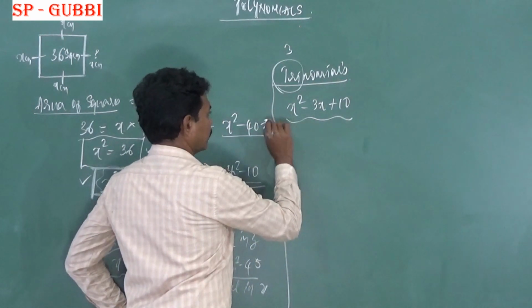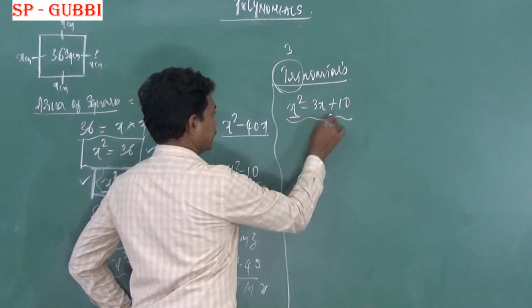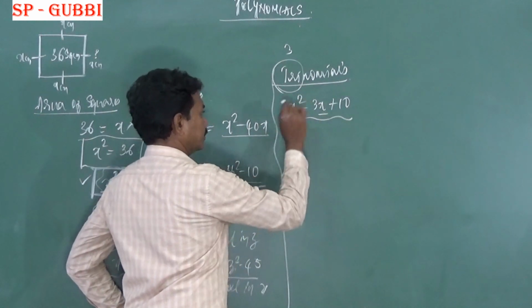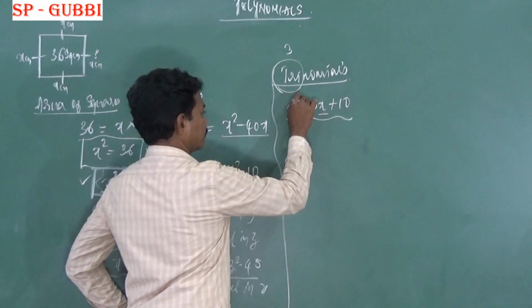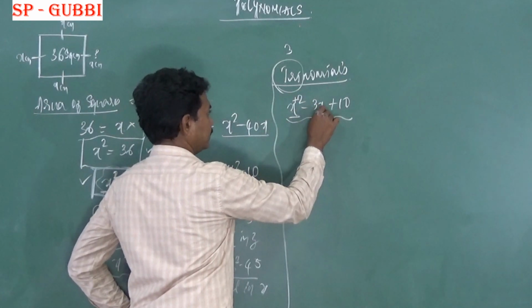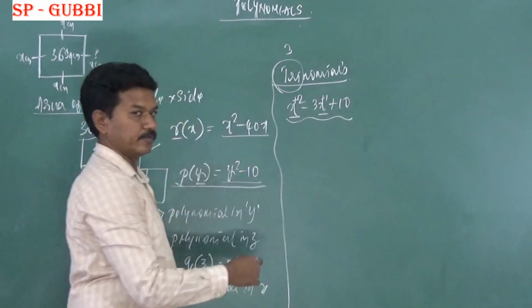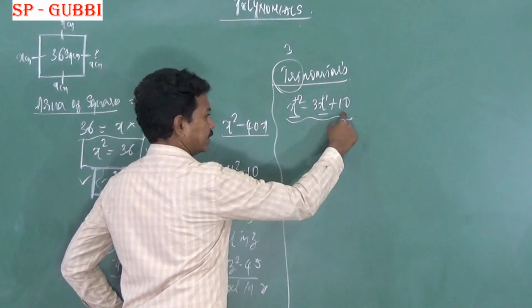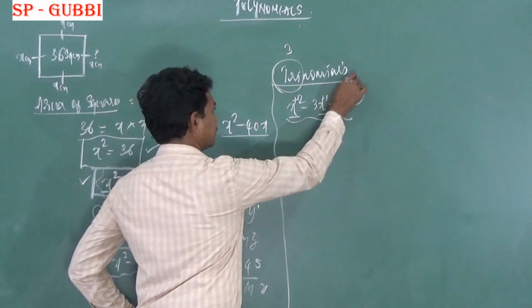Here I can call it a polynomial because x is the variable here. It appears at 2 places. Though it appears at 2 places, the exponent of x is plus 2 here and the exponent of this x is plus 1 here. Therefore it's a polynomial. As this polynomial has 3 terms inside it, it is called a trinomial.